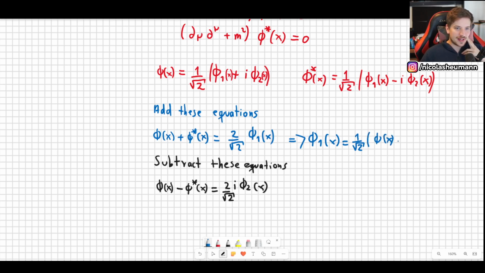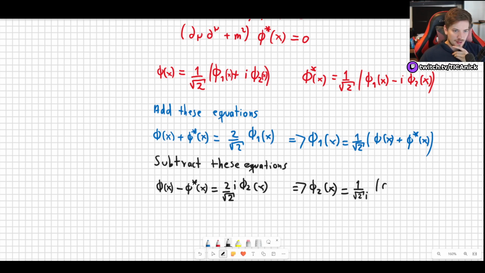So phi of x plus phi conjugate of x. And down here, we get phi 2 of x. We get the same thing, but with an i in the denominator: 1 over square root of 2i. And then the subtraction, so minus phi conjugate. And finally, we can multiply here and divide by i.